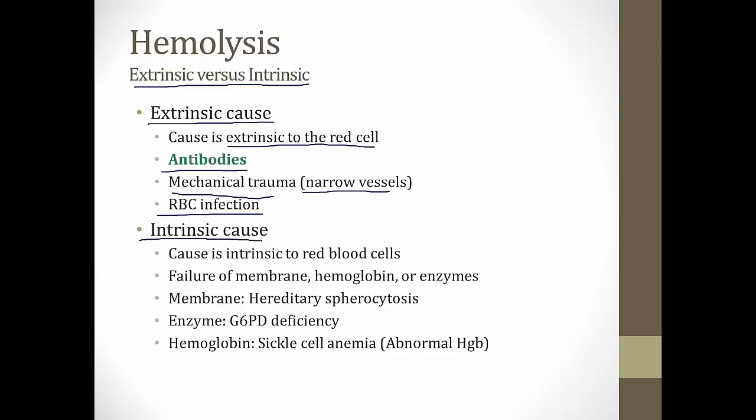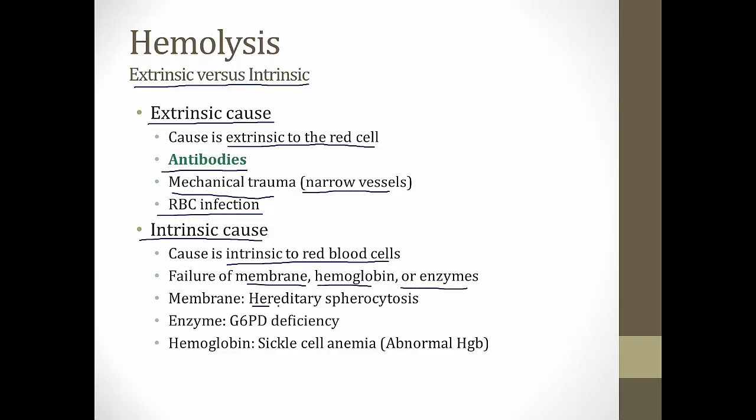Intrinsic causes, on the other hand, of hemolytic anemia are causes that are due to something intrinsic to the red blood cells. In other words, something that is a normal part of the red cell that is failing to do its job. And this generally happens when there's failure of either the membrane, the hemoglobin, or an important enzyme.